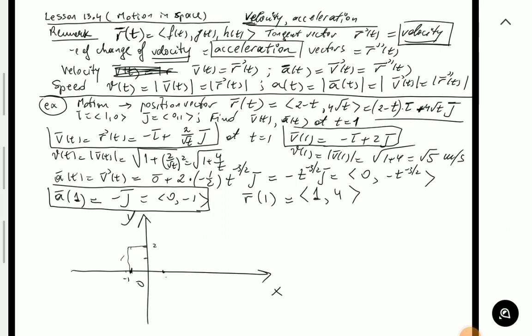Let's say this is 1, 1, 2, 3, 4. You know what? Let me actually do it here. I have more room here before I move on to the next page. Make the units a little bit smaller. So let's say this is 1, 1, 2, 3, 4. So that's the position vector.